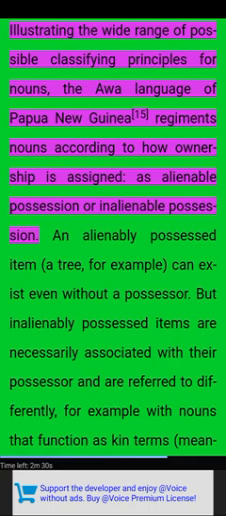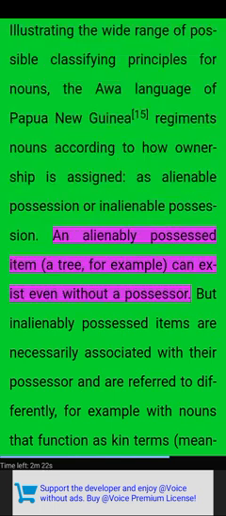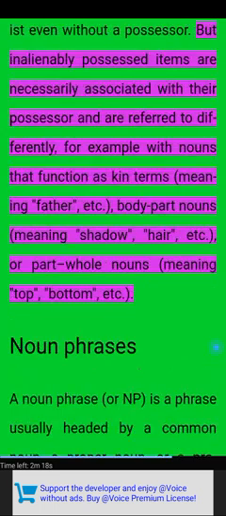Illustrating the wide range of possible classifying principles for nouns, the Awa language of Papua New Guinea segments nouns according to how ownership is assigned, as alienable possession or inalienable possession. An alienably possessed item, a tree for example, can exist even without a possessor. But inalienably possessed items are necessarily associated with their possessor and are referred to differently, for example with nouns that function as kin terms meaning father, etc., body part nouns meaning shadow, hair, etc., or part-whole nouns meaning top, bottom, etc.